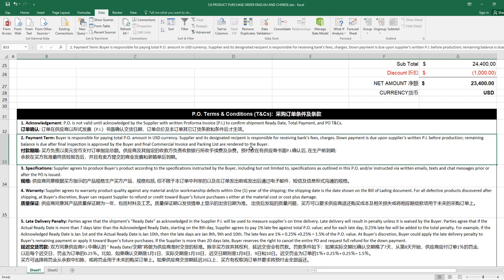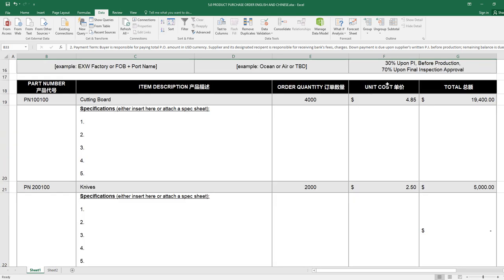rendered to the buyer. So there's a few points here I must point out, guys, so you are crystal clear with the payment term. First is down payment is due after supplier's written pro forma invoice. So over here, we said 30% upon PI before production, 70% upon final inspection approval. Don't take this lightly, guys.